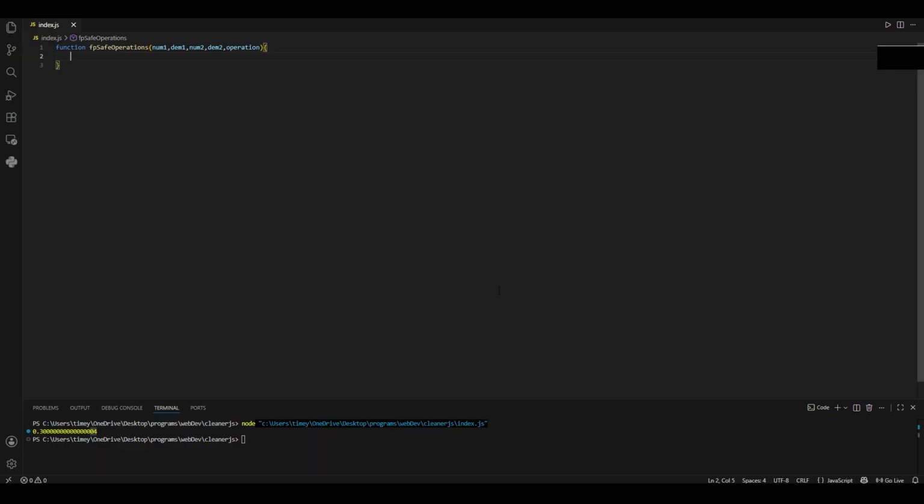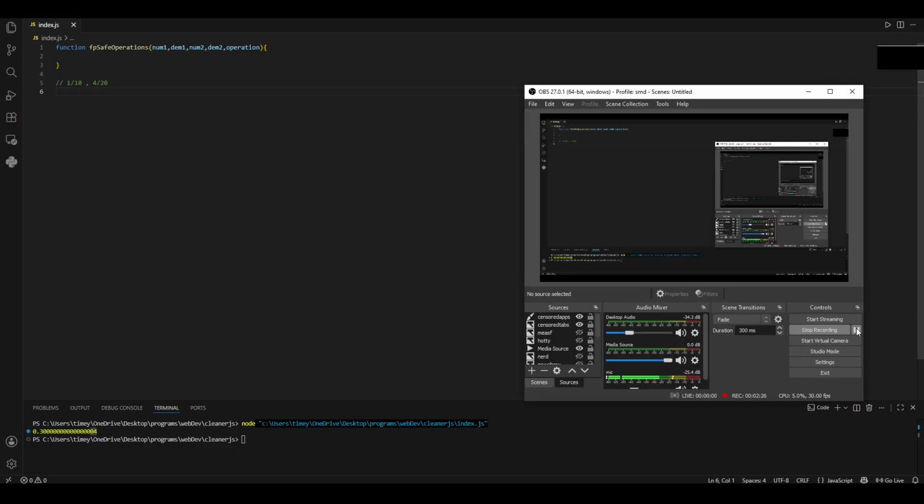So let's think about this. Let's say we have 1 over 10 and 2 over 10. What we need to do is find the common denominator. Now these already have the common denominator, so let's do 40 over 20. So it's the same thing, but now more complicated. So what we can do, hold on, let me think about this.